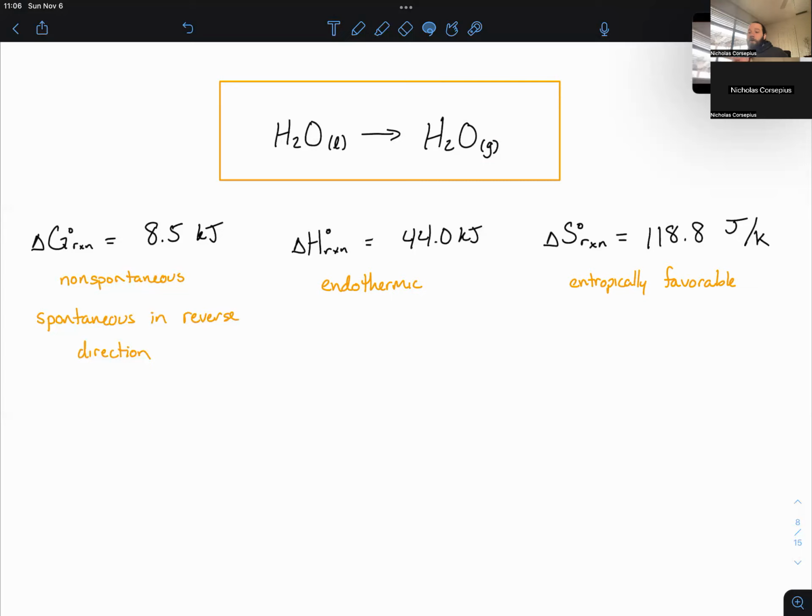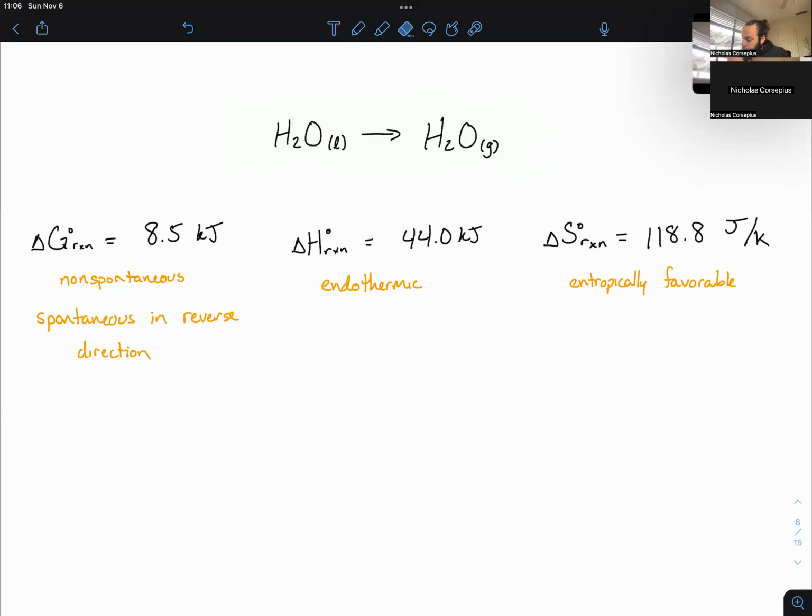In this case, because we're going from the liquid state to the gas state, we're creating a more disordered product, which is entropically favorable. So both the chemical equation and that value of delta S point to the same thing, that this reaction should be entropically favorable. All right.